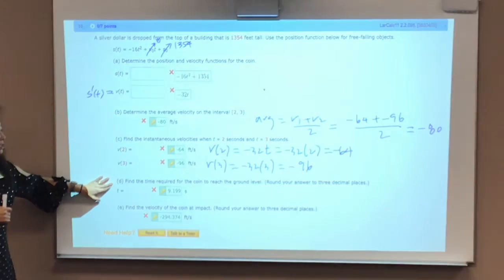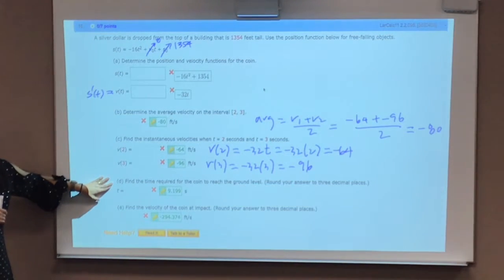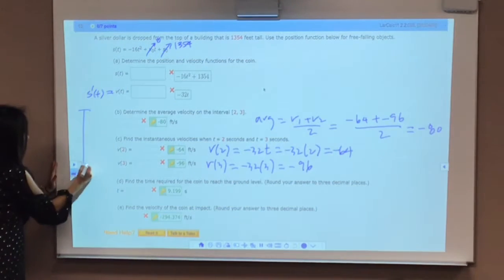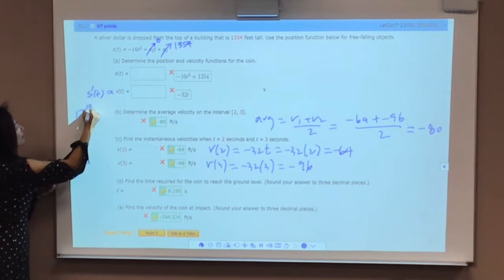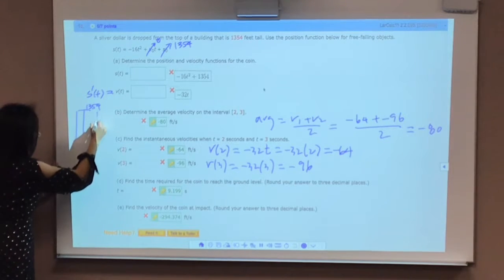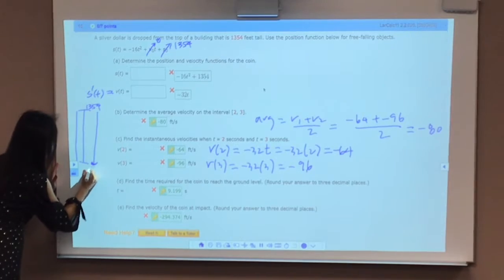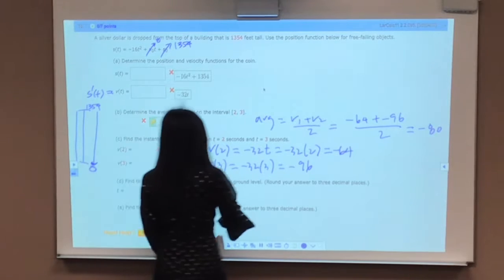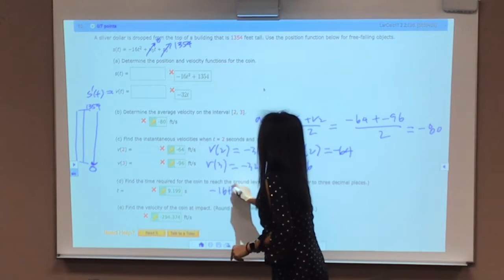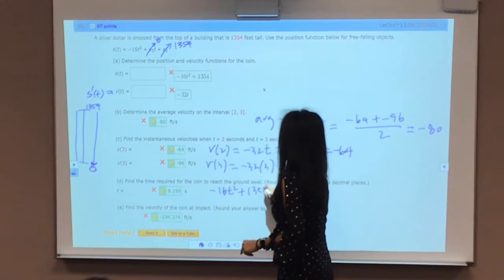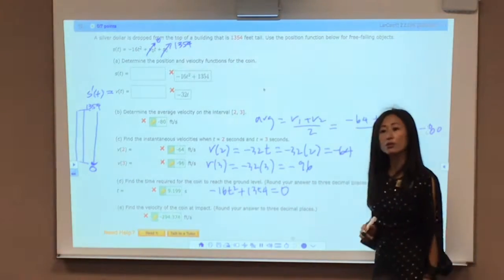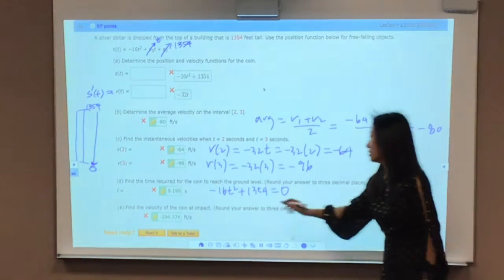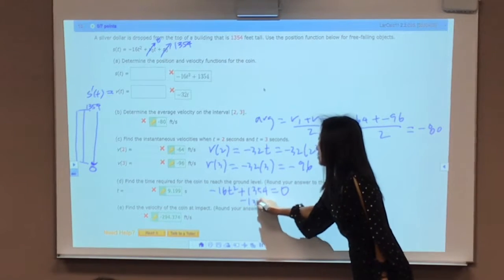D takes a little more work. Find the time required for the coin to reach the ground level. I'm gonna drop all the way down to the bottom. What's my height here? 0. So I'm gonna set negative 16t squared plus 1354 equal to 0, because at the ground level my height is 0 now. Okay, I see what I did. So I'm looking for t squared, so I just subtract 1354, right?